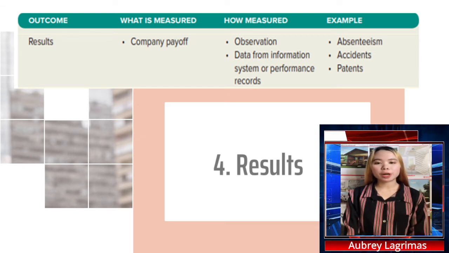Results. In this part, the thing that is being measured is the company payoff. What results occurred, that is, did the learner apply the new skills to the necessary tasks in an organization, and if so, what results were achieved? It is measured by observation, data from information systems, or performance records.